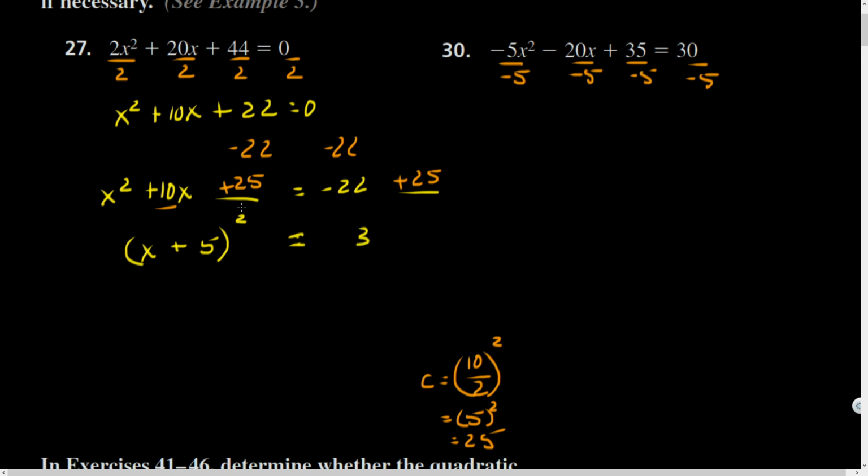Now, since I've got this factored and the variable only shows up once, I can solve using roots. I'm going to get rid of this square by rooting both sides, plus or minus. Don't forget it. And so x plus 5 equals plus or minus the square root of 3. Now I can just subtract 5 from both sides. This is my exact answer, x equals -5 plus or minus root 3.